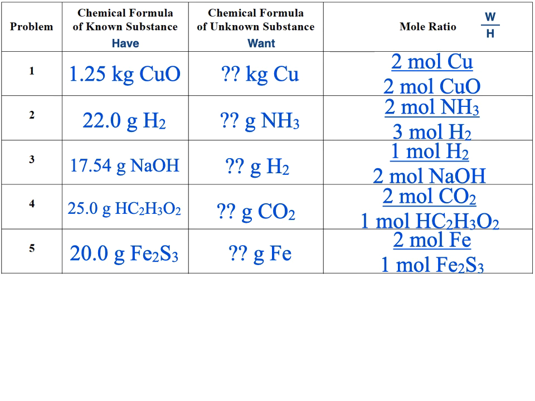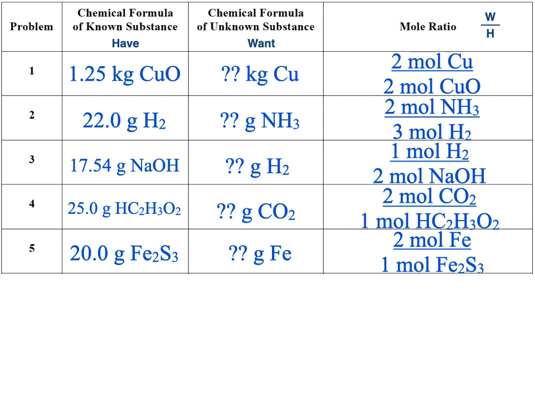The second one, we have 22.0 grams of hydrogen. We want grams of ammonia. So I have 2 moles of ammonia from the balanced equation, 3 moles of hydrogen from the balanced equation. That's going to be our mole ratio. And if you check, 2 times 3 on the top is 6 H's. 3 times 2 on the bottom is 6 H's.